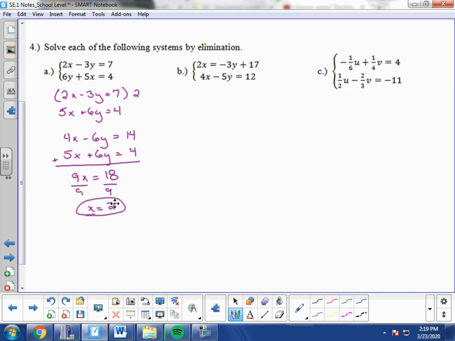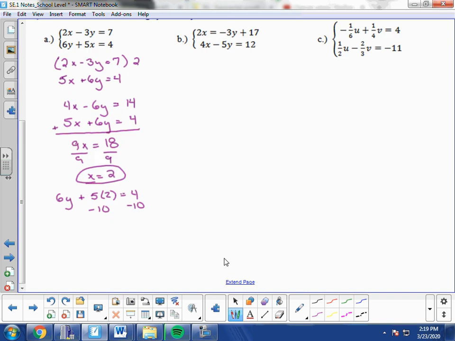Finally, I want to go back to one of these two equations and use it to solve for y. It doesn't matter which one I use. I can take the 2 and put it back into either equation for x, and I'll solve to get y by itself. So what this would look like, this bottom equation, 6y plus 5 times 2, which is 10, equal to 4. So I would subtract the 10 from both sides. Again, 5 times 2 is just 10, so I'm subtracting 10 from both sides. Then dividing by 6, y equals negative 1.